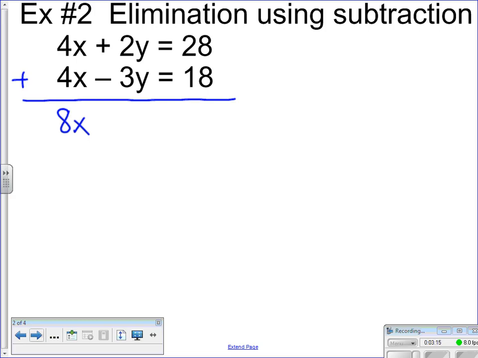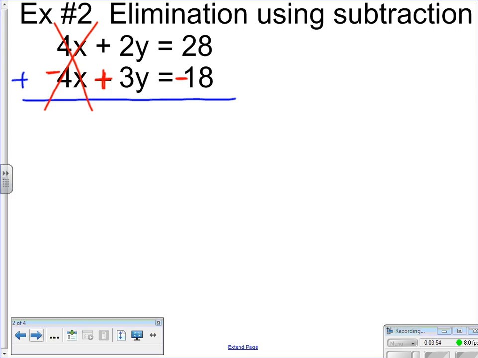Instead, I need to change one of them to a negative 4, because a negative 4 and a positive 4 don't equal 8. They equal 0. But if you change one number in that equation, you have to change the whole row. So the minus 3 is going to change into positive 3. And the 18 will have to also switch to a negative. Now you can apply elimination to the x's. And then simply add the other variables and constants together.